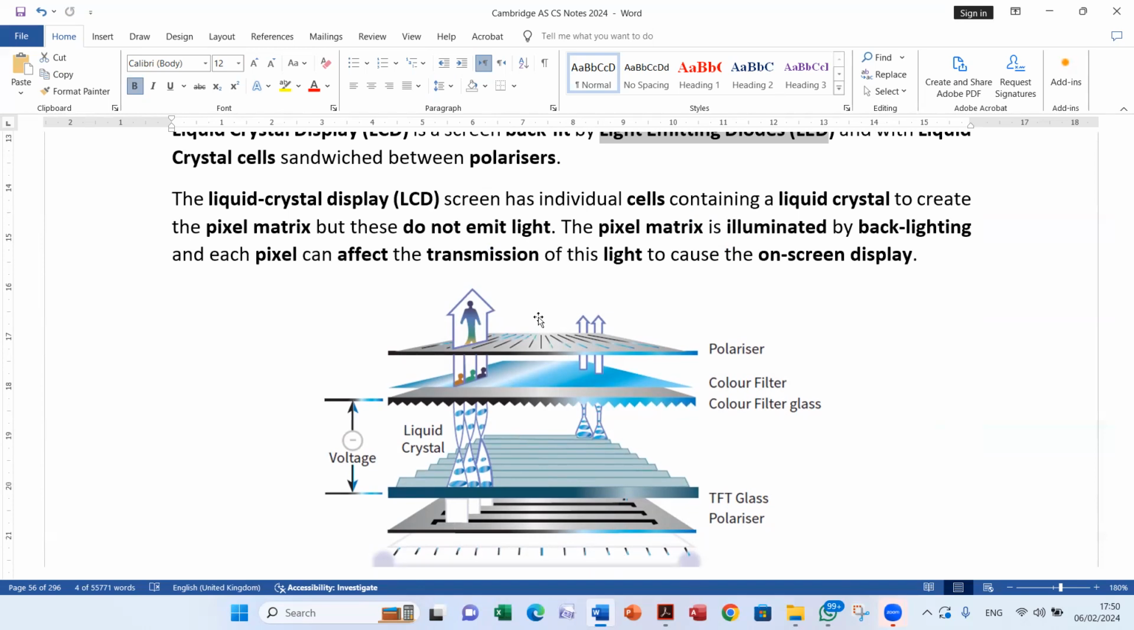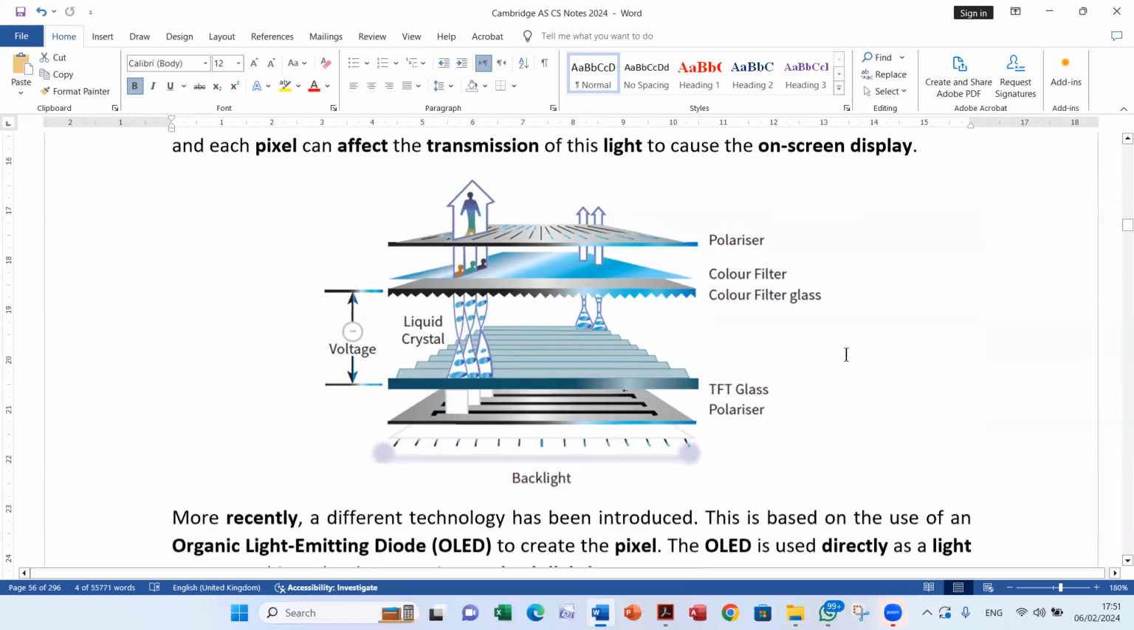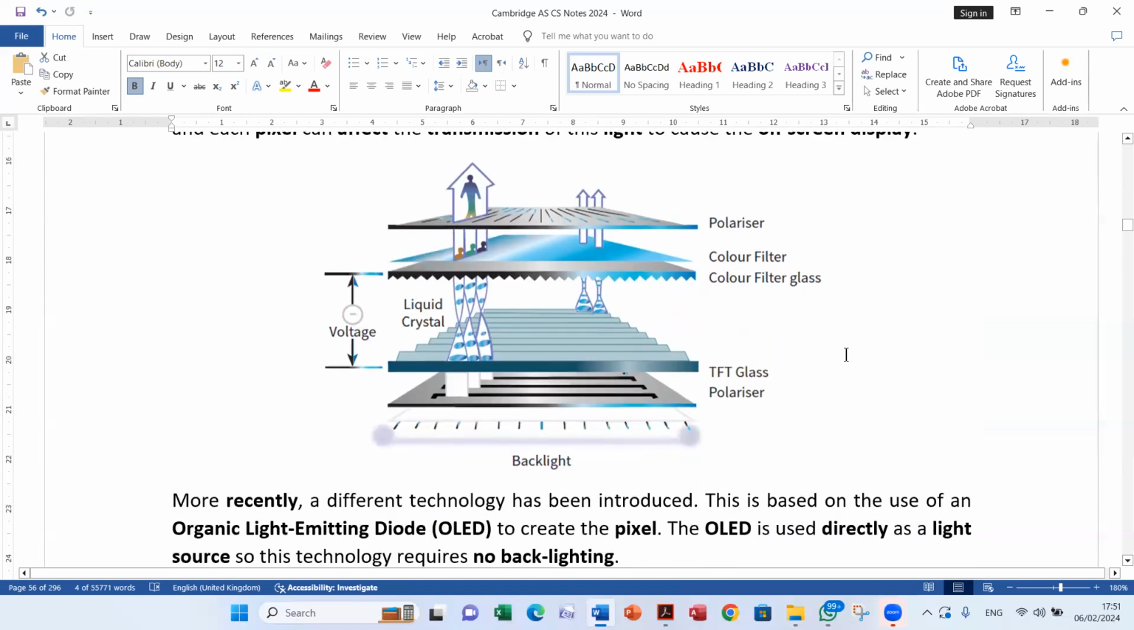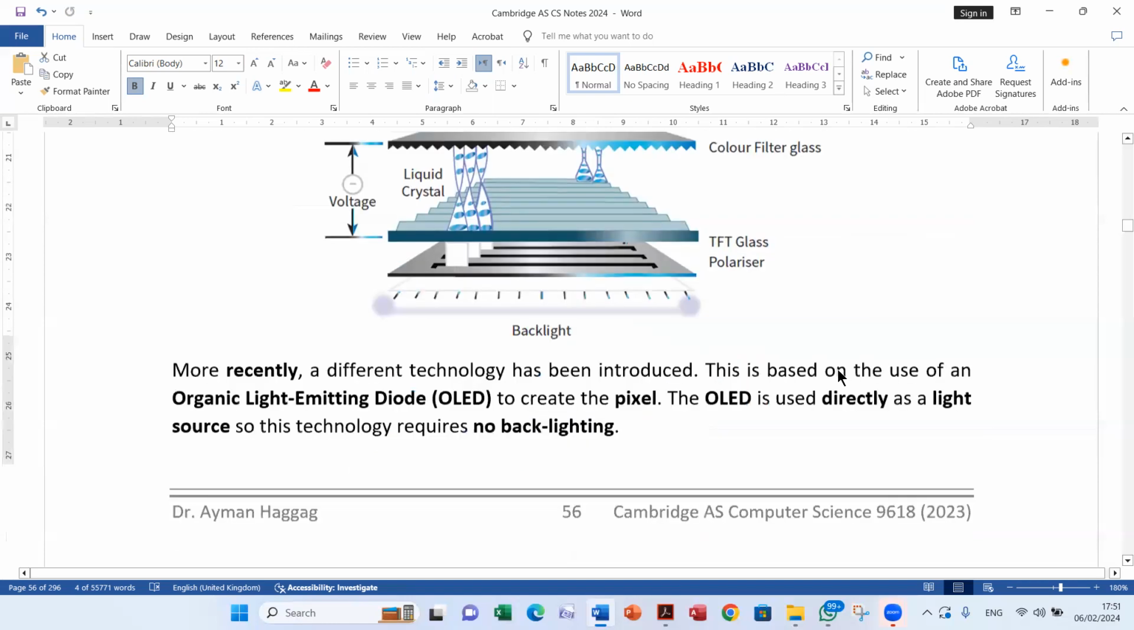So the liquid crystal display LCD has individual cells containing a liquid crystal to create the pixel matrix, but they do not emit light. The pixel matrix is illuminated by backlighting, and each pixel can affect the transmission of this light to cause the on-screen display. Okay, so this is the LED or LCD.